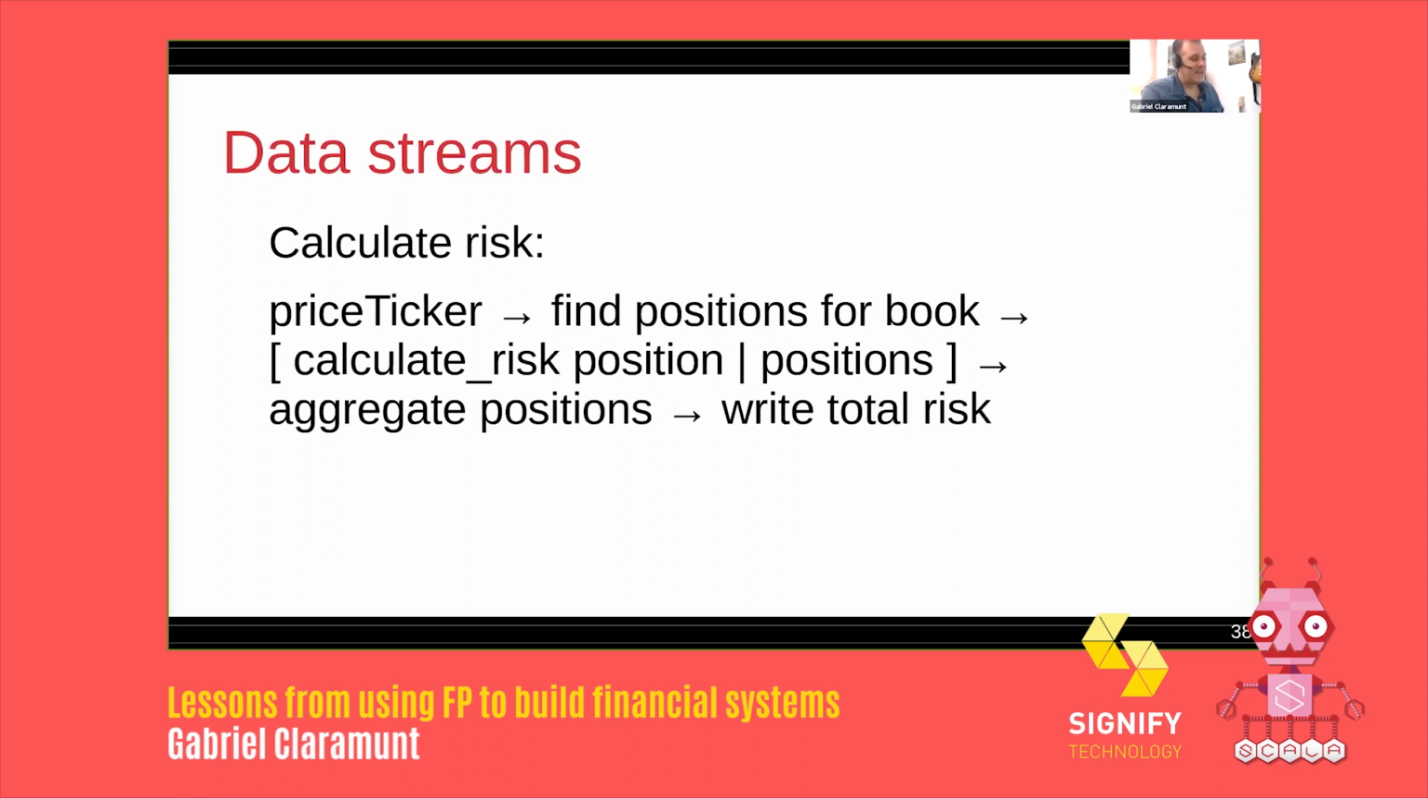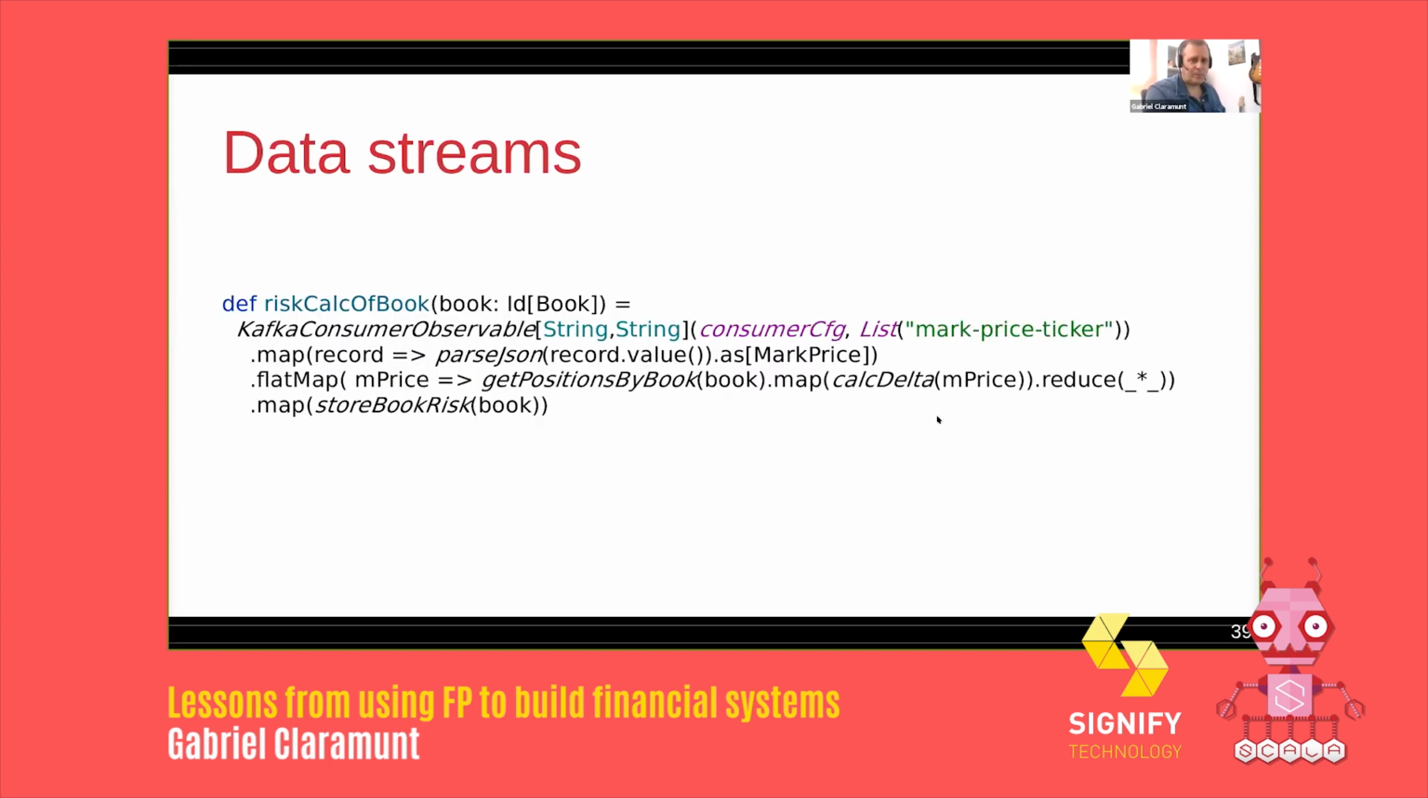So basically, this is an important process. You get the new price, you get all the positions for the asset of that price, you calculate the risk for every position, then you aggregate the risk, and you have your overall risk. This is something that executes constantly. Here I have an example using Monix that is very close to the code we have in production. In this case, we can consume the price from Kafka.